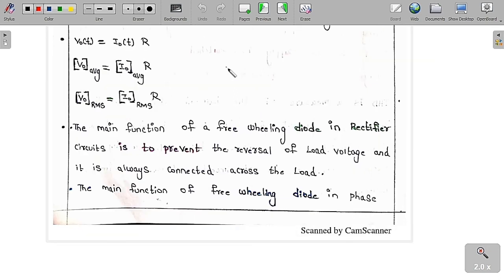Because V naught of t is equal to I naught of t into R, V naught RMS is equal to I naught RMS into R.